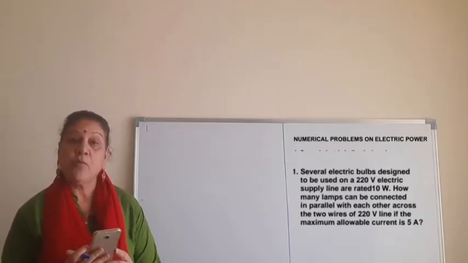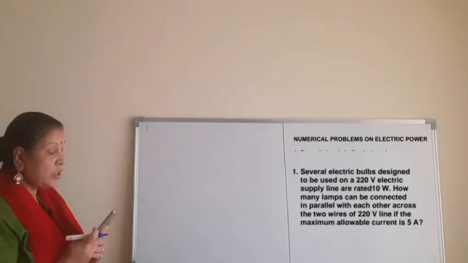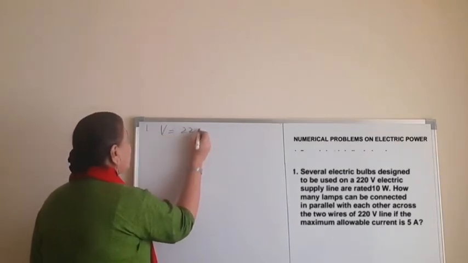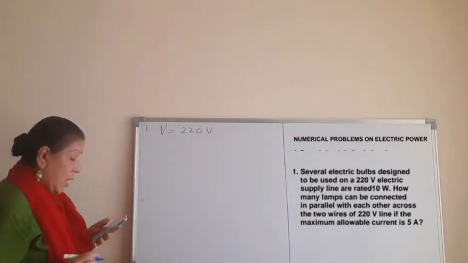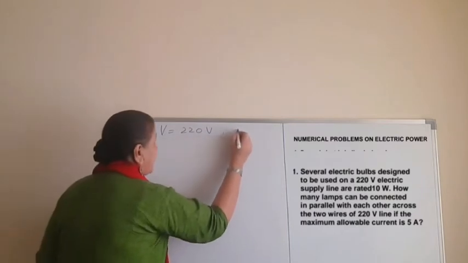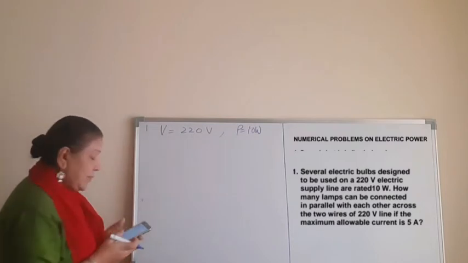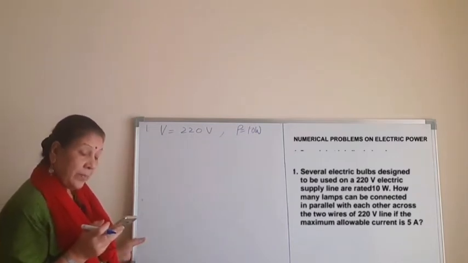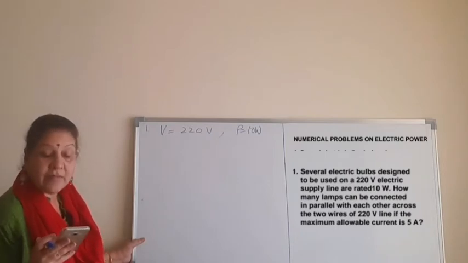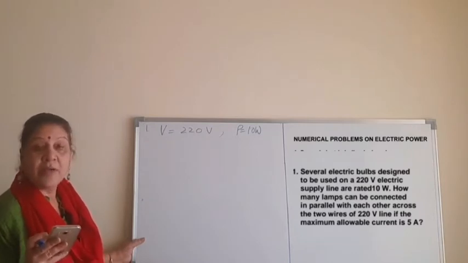So we'll write first what all is given to us. Several electric bulbs designed to be used on a 220 volt electric supply line. So V is given to you as 220 volt. Electric bulbs are rated 10 watt. So each of the bulbs is rated as 10 watt, right? Each of the bulbs is 10 watt. How many lamps can be connected so that we have the allowable current as 5 ampere? So we have to find the number of resistors through which 5 ampere current can flow.